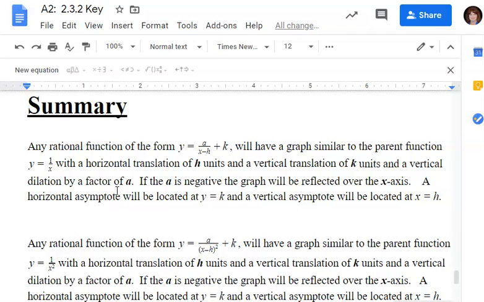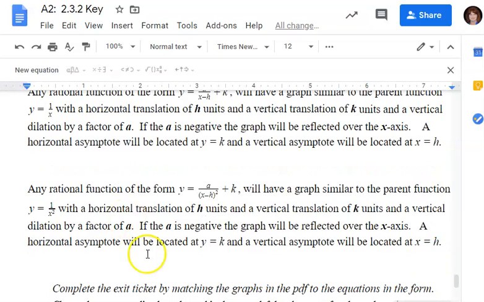If a is negative, the graph is going to be reflected over the x-axis. The same is true for parabolas and other types of polynomial functions. If you have a negative a, it's going to reflect over the x-axis. And there will be a horizontal asymptote at y is equal to k. So whatever that y value is, as x gets really large, that fraction a over x minus h becomes closer and closer to 0, so you end up with y equals k. And the same can be said for the vertical asymptote. If your denominator is 0, x minus h is 0, then you'll have a vertical asymptote at x equals h.